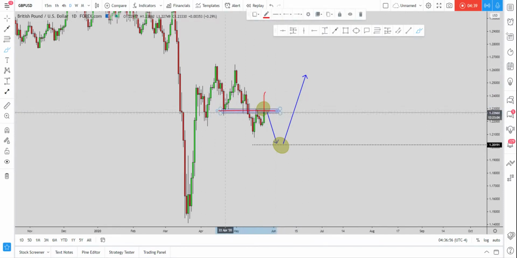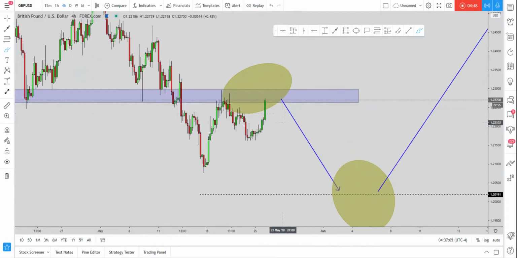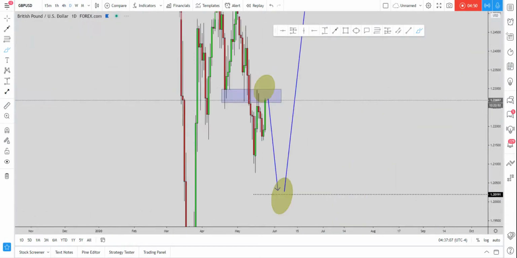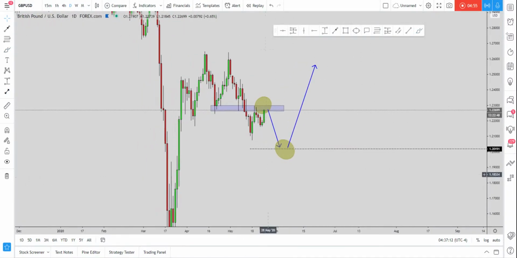Now, keep in mind that this scenario will obviously completely change if we get a daily break back above this resistance. That will then turn support if the market breaks above it. And at the moment, since from a 4-hour perspective we are not seeing any weakness, this definitely might happen. But as usual, we can't be predictive in the market. We have to be reactive.